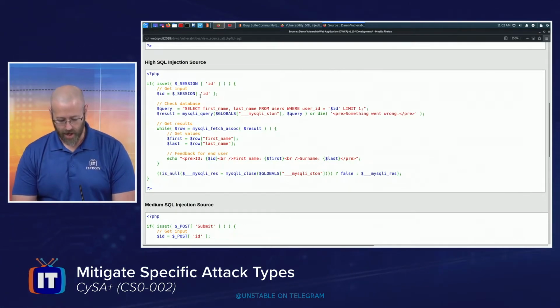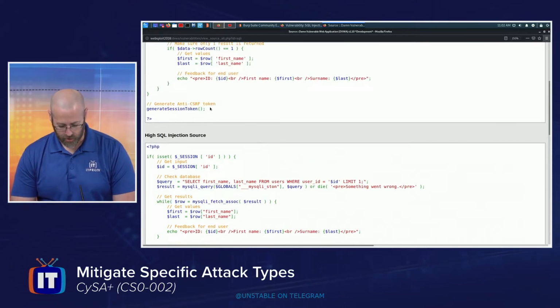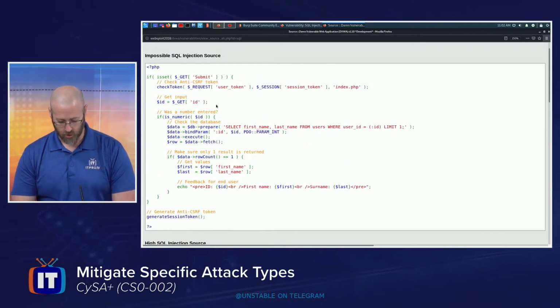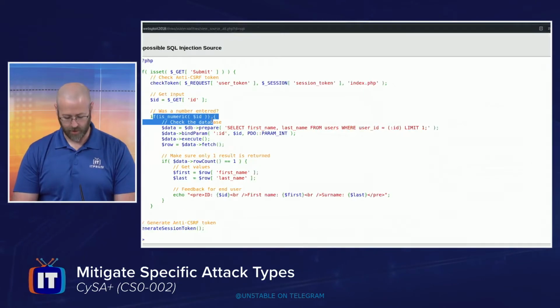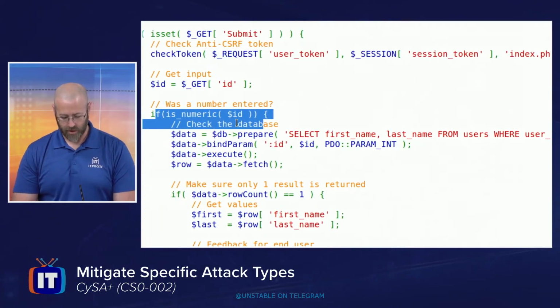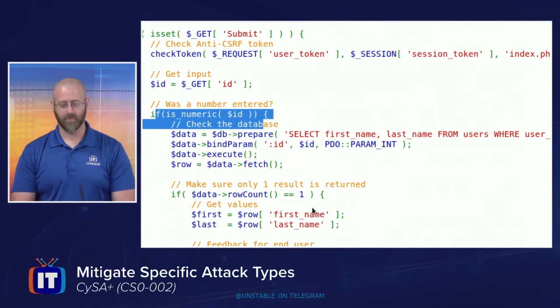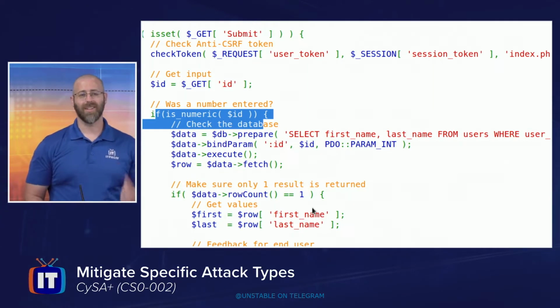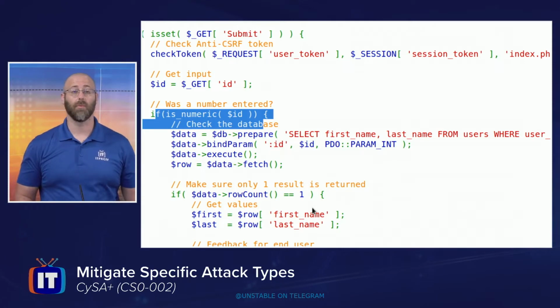So it starts looking at this session ID. It's checking the database. This is for a high SQL injection. And I want to look at the impossible one because the impossible one is like crazy. There you go. It's getting the ID. And you'll see right here, it checks: is it numeric? If it's not numeric, it's going to error out. And that's what you should be doing. So what it's saying is, if you're giving me other characters than numbers, I'm not going to work, right? And it just took a little bit of logic to make that happen.